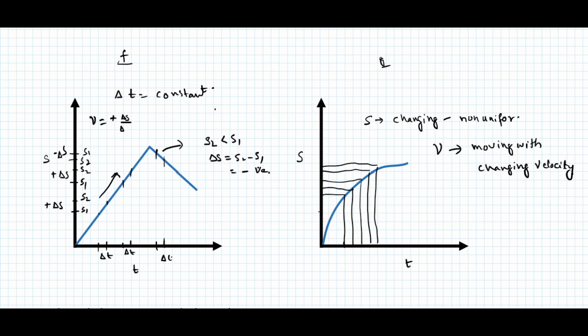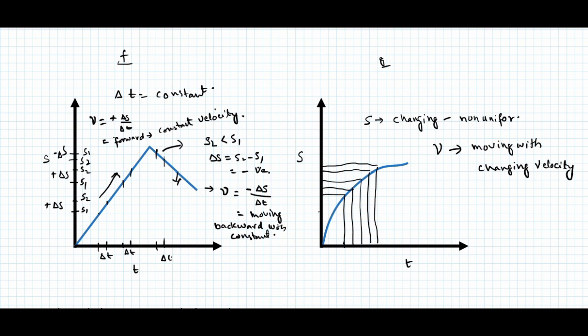So when slope is positive, the object is moving forward with constant velocity. If the slope is negative, the object is moving backward with constant velocity. Graph G shows a curved line which demonstrates a non-uniform change in displacement with respect to time t. When S is non-uniform, it generates non-uniform velocity. We can explain it as the object is moving with a non-uniform velocity.